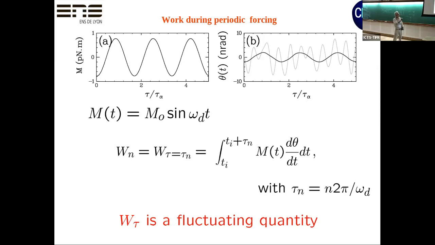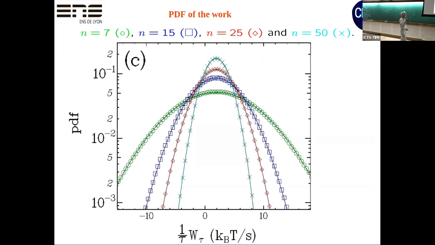You make a good point. Delta theta dot is a fluctuating quantity, so of course I expect that also W_n, or W tau, is a fluctuating quantity. Let us see what is happening, based on experimental data. You see that the more I integrate, the more the distribution shrinks, because if I integrate over a very long time, I get just the mean values.